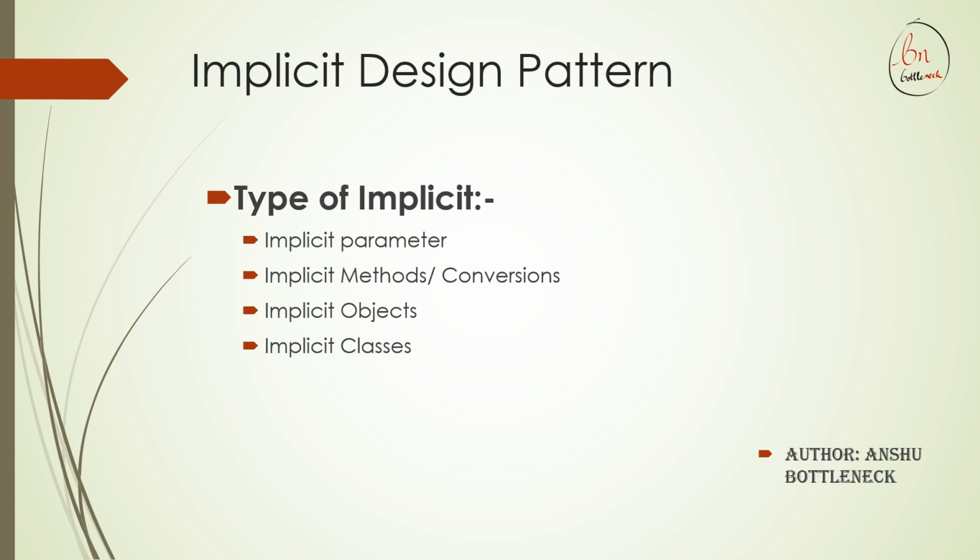Now the next is implicit methods or conversions. Implicit methods or conversions automatically convert one type to another when needed. It reduces the need for explicit conversion. For example, if we are passing a string from the command line argument which we want to convert to our type date while reading into config.